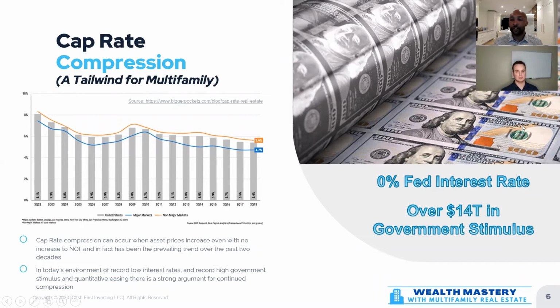Now with the federal government spending and printing $14 trillion in stimulus, that is creating a situation where interest rates are extremely low, which then creates cap rate compression. And as cap rates compress, you saw on the previous slide, values go through the roof. This is where legacies are made. Imagine taking that $1.2 million and dividing that by a cap rate of 4%. That's tremendous value that's created.